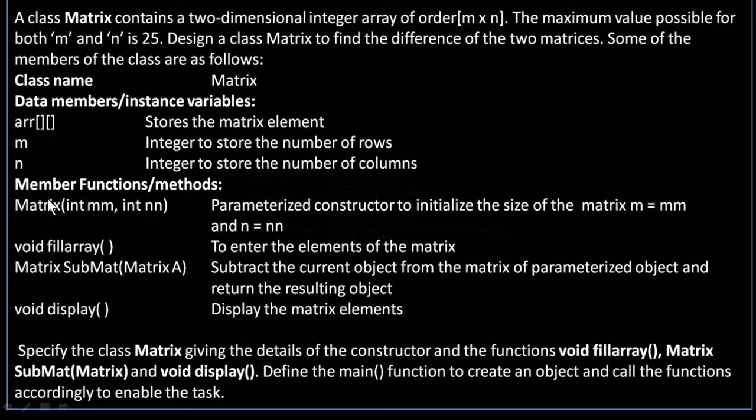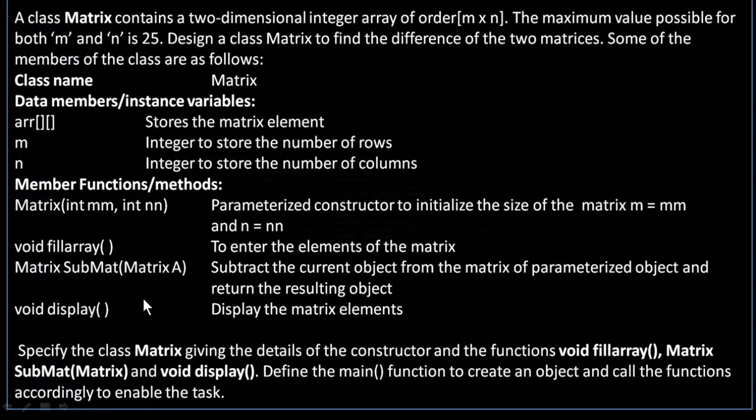Next you are going to see the member functions. You have a parameterized constructor with parameters int mm and int nn, which initialize the size of the matrix, m equal to mm and n equal to nn. That is, the data members are initialized using these parameters. Void fillarray is to enter the elements of the matrix. So you have an input method, fillarray, where you input the elements of the matrix.